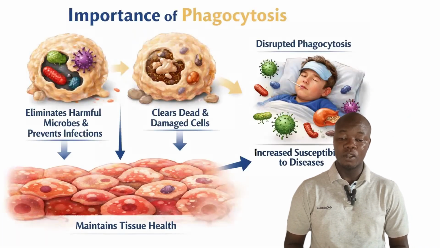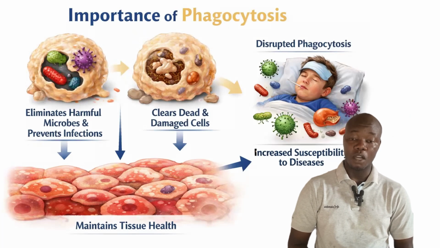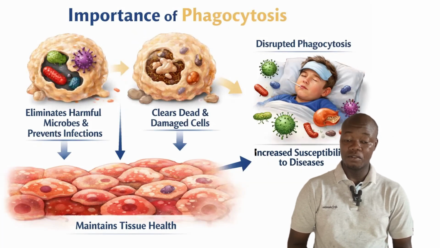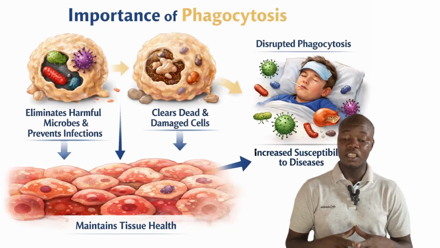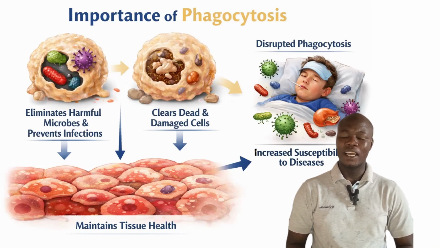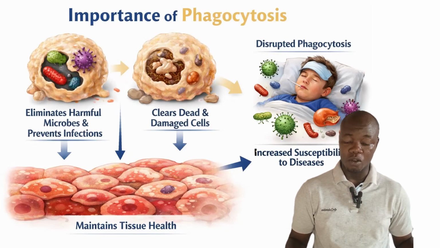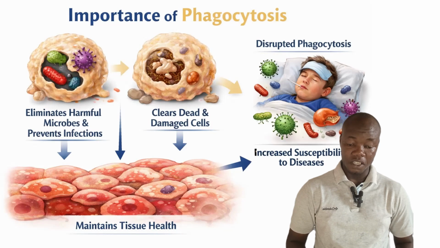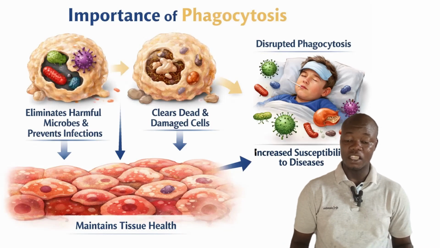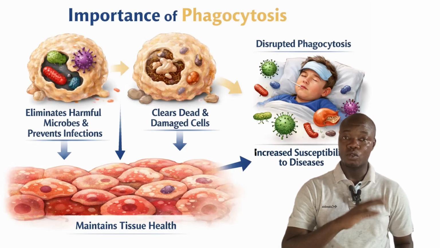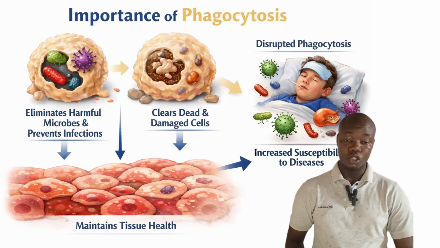Now, what is the importance of phagocytosis? Number one, it is involved in the elimination of harmful microbes and the prevention of infections. It clears dead and damaged cells, and it maintains tissue health. So these are the major importance of phagocytosis. It eliminates harmful microorganisms and prevents infections. It clears dead and damaged cells in the body, and at the same time, it also maintains tissue health.